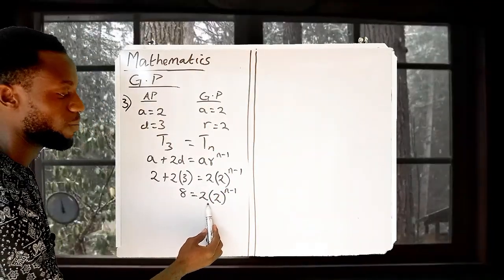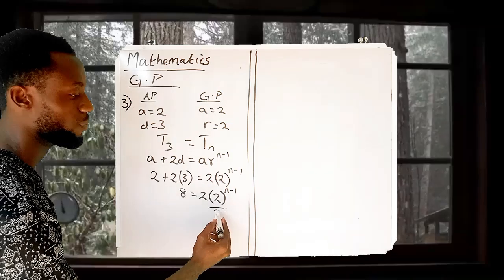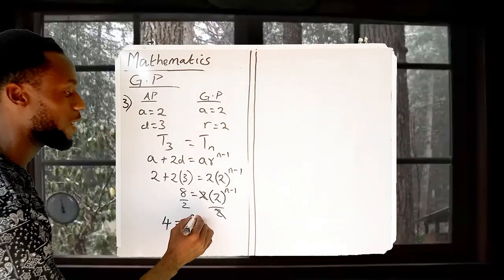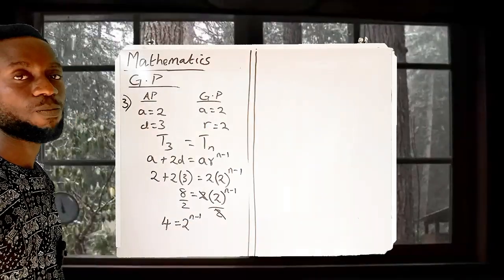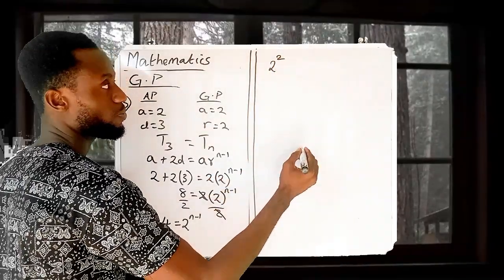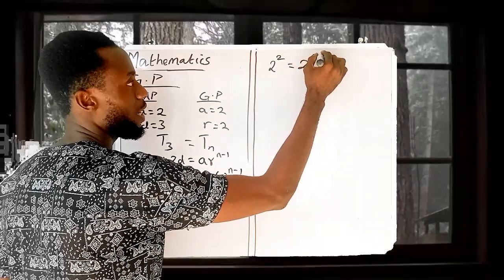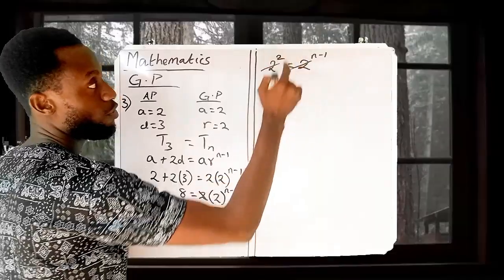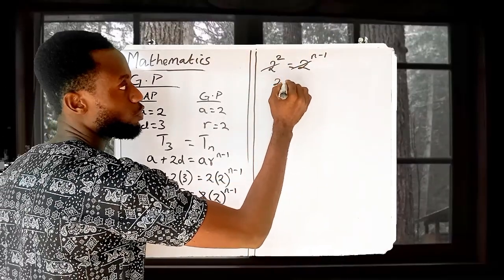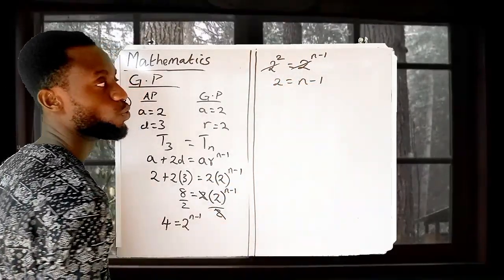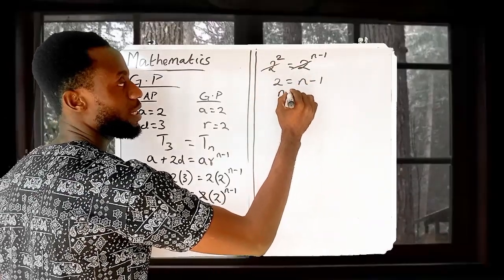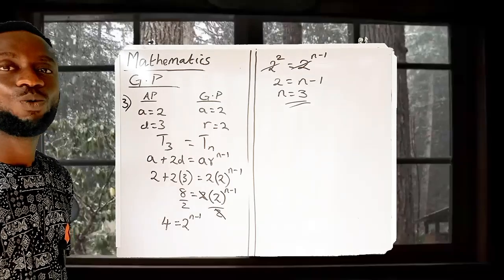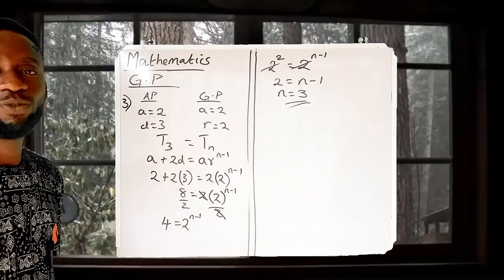So what we can do here, we divide both sides by 2. That makes 4 equal to 2 raised to the power n minus 1. So changing 4 into 2 raised to the power 2, this will be equal to 2 raised to the power n minus 1. When their bases are the same, we can equate their powers. So this means that 2 is equal to n minus 1. And when you take like terms, n is equal to 3. So that's how to find the number of terms when comparisons are made between the two.